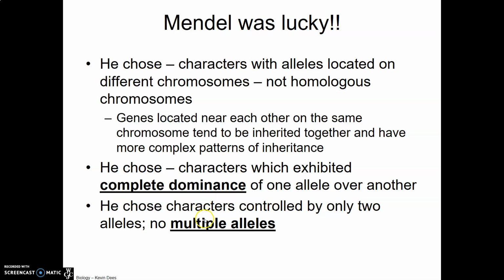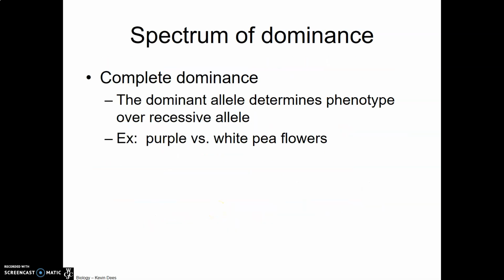And in many instances, you don't just have two versions of alleles for a given gene, there may be more than two. And we call these multiple alleles. So again, Mendel was lucky because he happened to pick genes that weren't linked. He also chose characters that exhibited complete dominance, and he didn't choose any characters that were controlled by more than two alleles. So now let's look at some of these examples of other inheritance patterns.